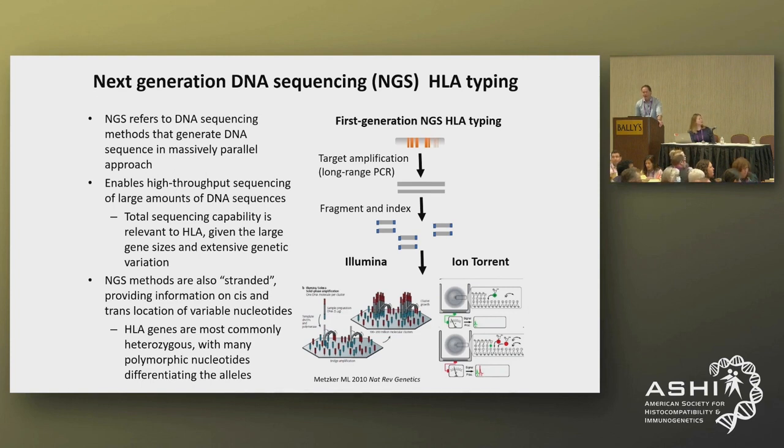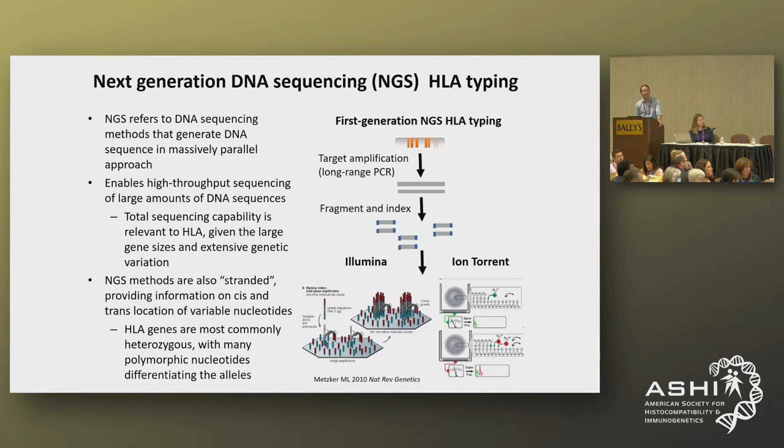You can think about Illumina or Ion Torrent platforms, both of which use different chemistry approaches, but basically you're reading the DNA as the sequence is being synthesized in the instrument. So NGS approaches enable high throughput sequencing of large amounts of DNA. The total sequencing capability is really relevant to HLA because HLA are relatively large genes.